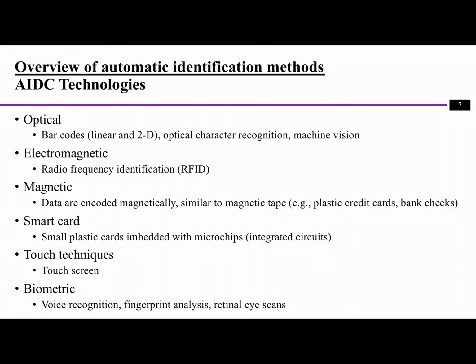Touch screens are another technology, and recently there's a trend toward using biometric technologies in data reading. For example, unlocking your phone: you can use your fingerprint, you can use voice recognition, and you can also scan your eyes. So that can all be used in data capturing.